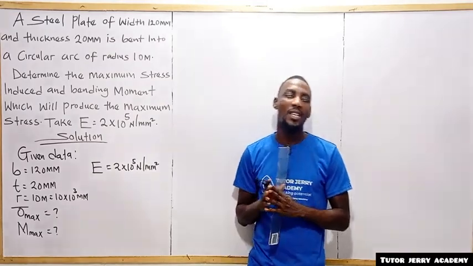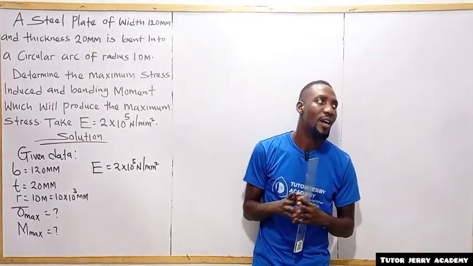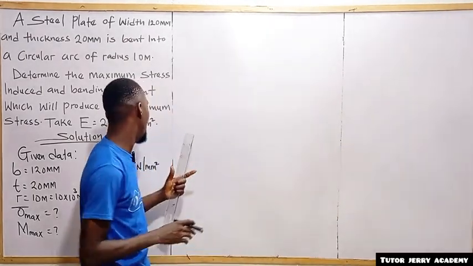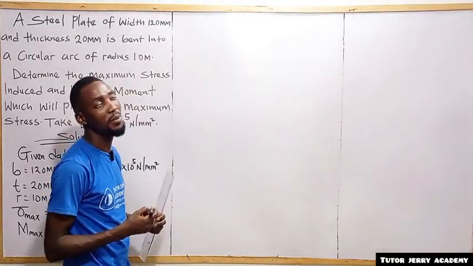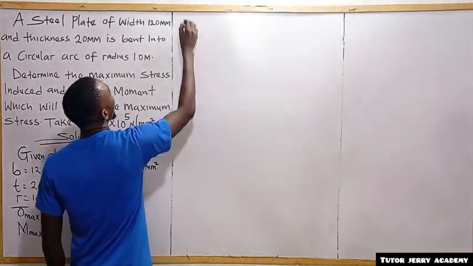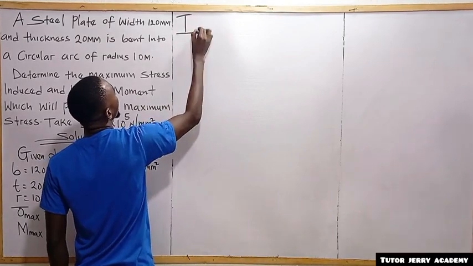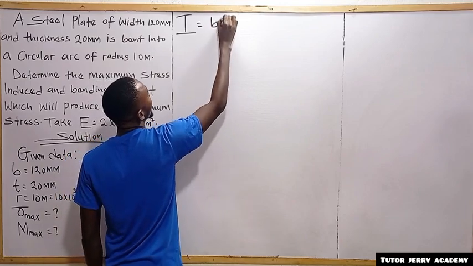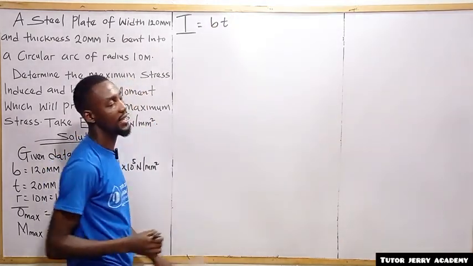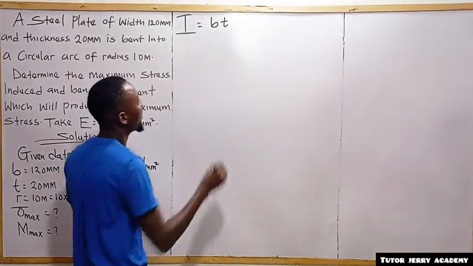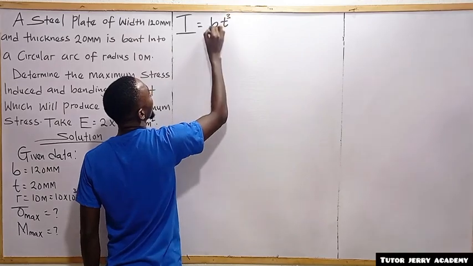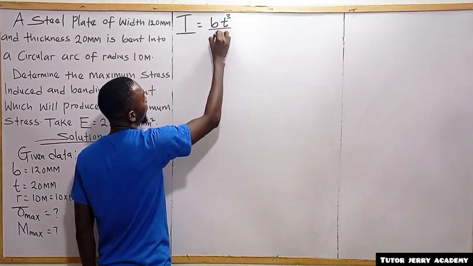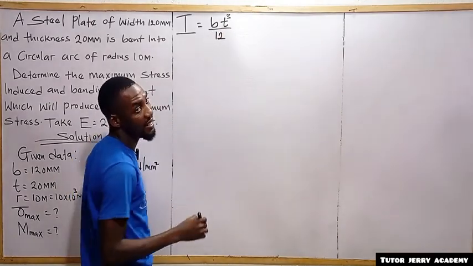For us to start with, the first thing we are going to calculate here is our moment of inertia. So what is the moment of inertia? The moment of inertia, I, is equals to B D, but instead of writing D here, it is going to be T, that is thickness, to the power of 3 divided by 12, for a rectangle.